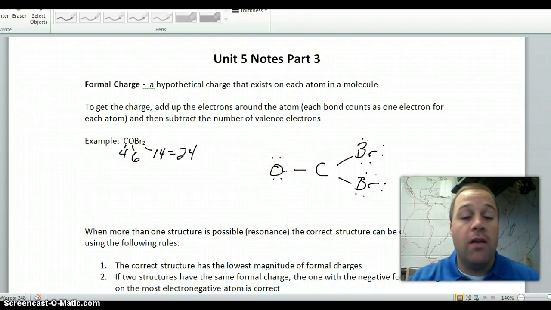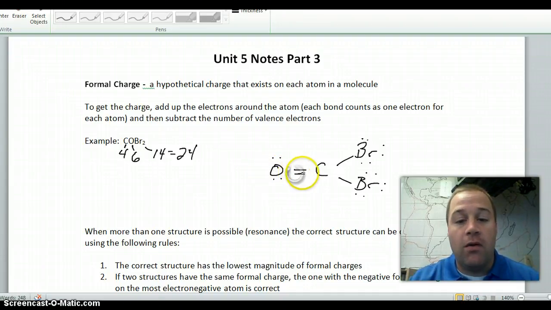Hopefully what you can see is you could put 2 more on the oxygen, but you're going to end up with only 6 electrons around the carbon. So really what's going to end up happening is you're going to get a double bond. So now to do formal charge, you look at each atom individually.